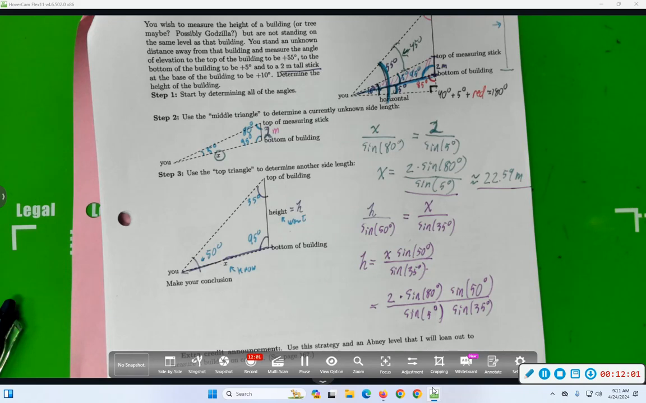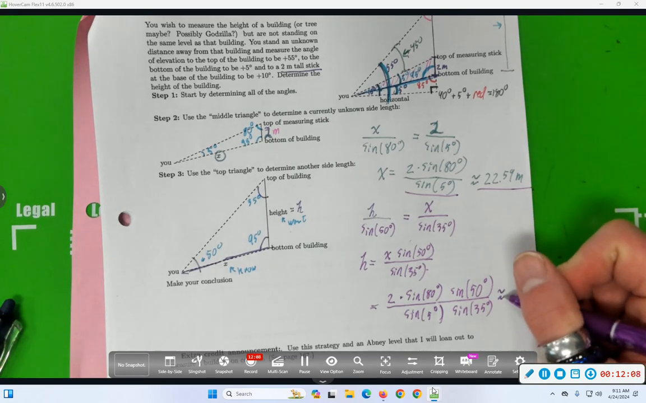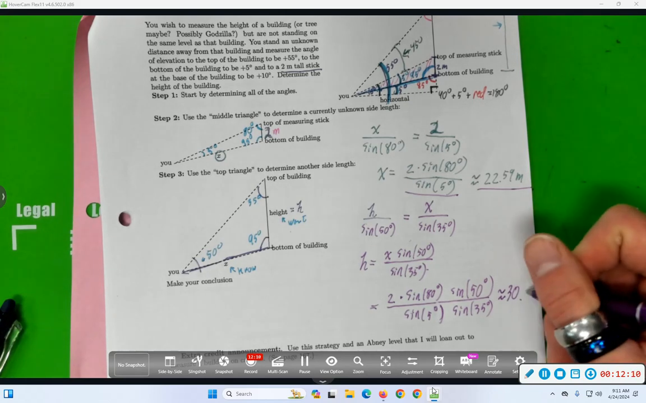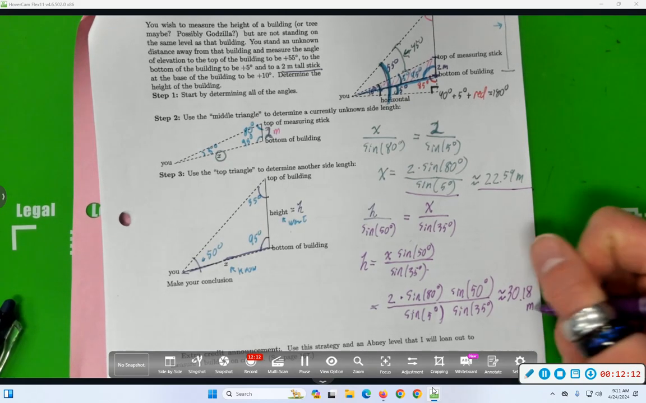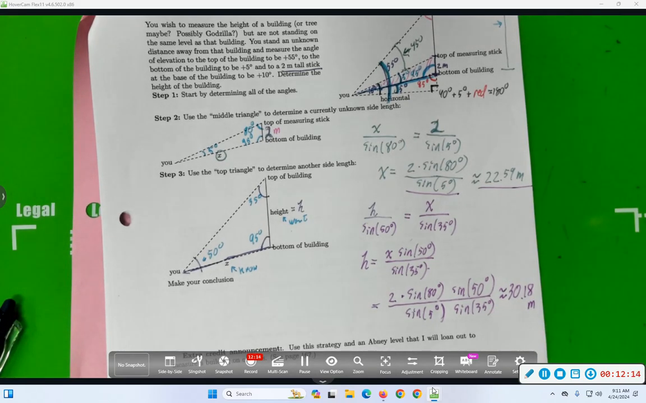Cool. So what is that? I got 30.1. Cool. So apparently this building is about 40.2 meters tall. Does that feel pretty okay?